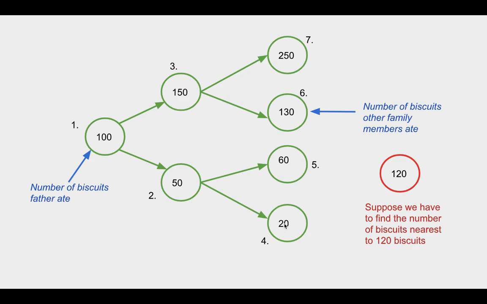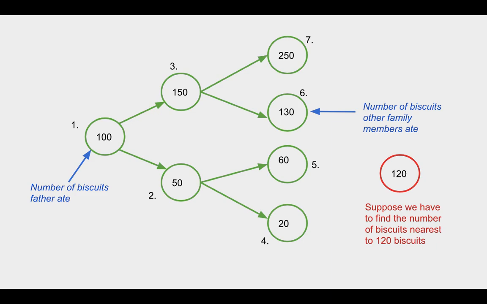The same case goes for the fourth. This family member eats 20 biscuits, which is less than the father. But there was already 50, and 20 is also less than 50, so it comes under the 50. In a similar fashion all the circles are arranged like this. So this is the sitting arrangement of the family.